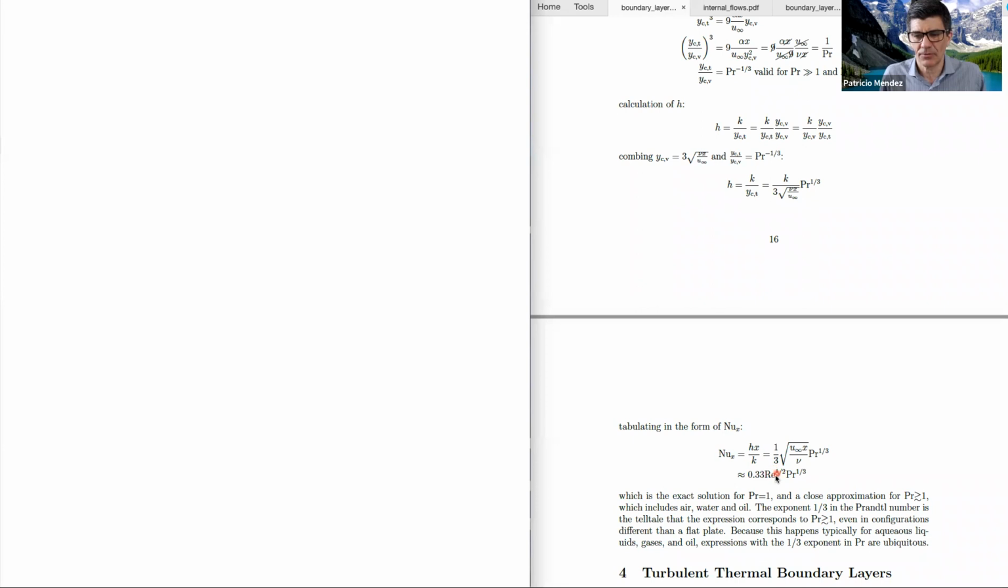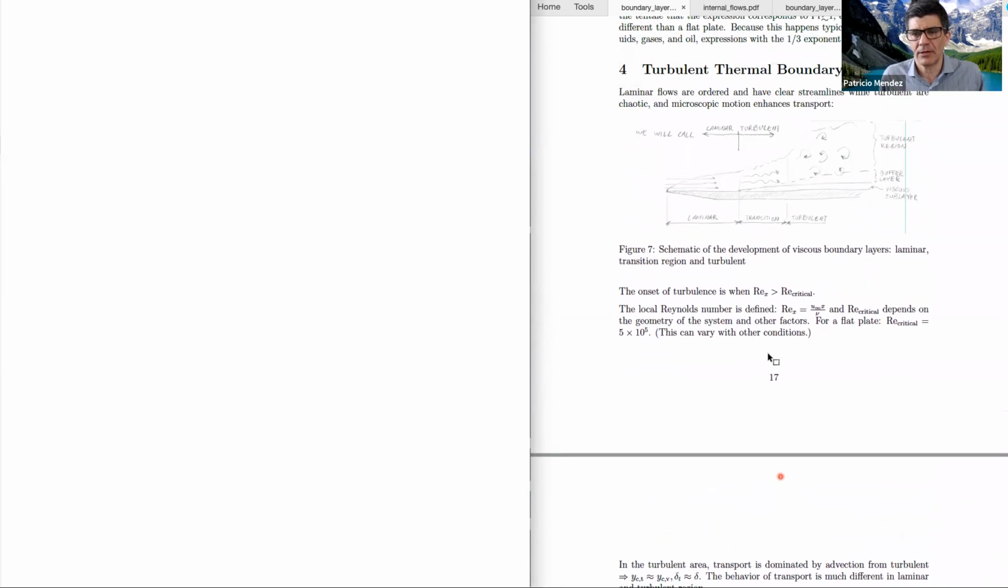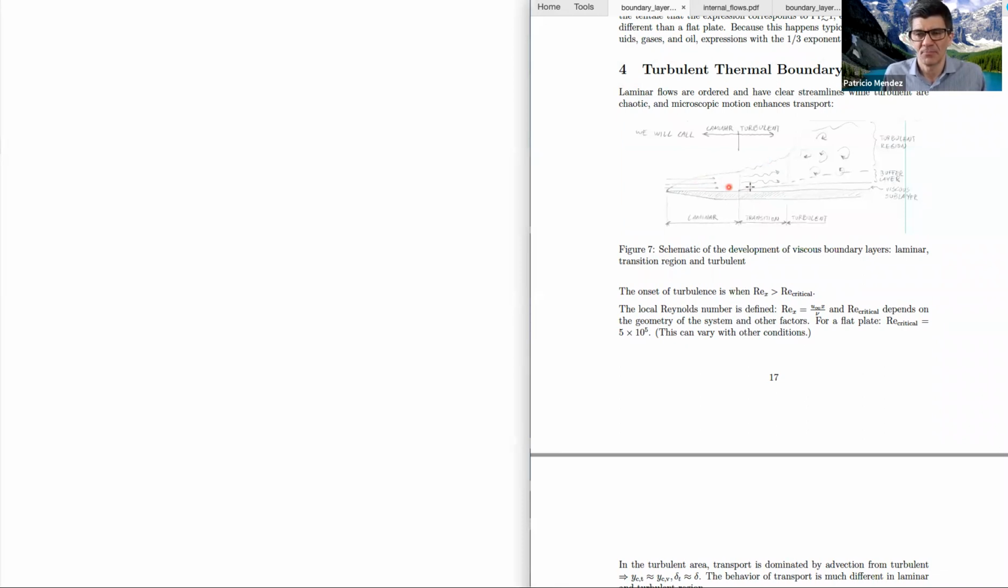And in the case of turbulent boundary layers, instead of being 1/2, 0.5, it tends to be 4/5, 0.8. And we discussed that the boundary layer always starts as laminar, and then when it's long enough, it transitions into a turbulent boundary layer, and we would know the transition based on a critical Reynolds number. For the case of a flat plate, that is 5 times 10 to the 5.